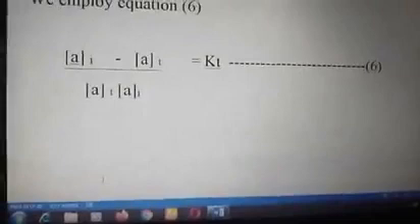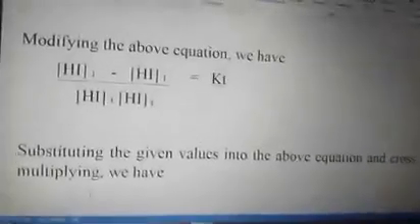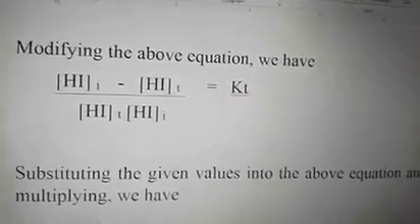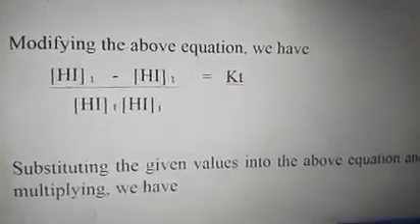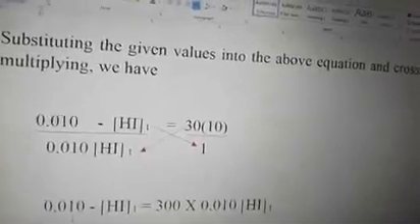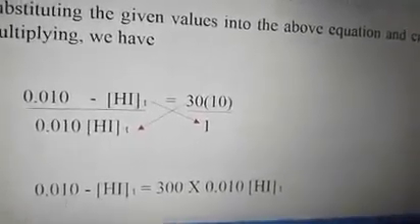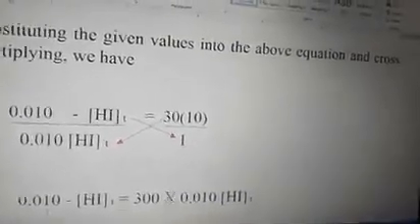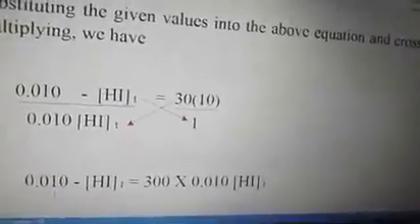So we employ equation 6: A_I minus A_T all over A_T times A_I equal to KT. All I have to do is replace A with the substance, which is HI, and modify it. Now we have HI initial minus HI at time T all over HI at time T times HI initial equal to KT. Then substitute the given values into the above expression. So 0.01 minus HI_T, we're looking for HI_T, the concentration at time T, all over 0.01 times HI_T equal to 30, the rate constant, times the time, which is 10 minutes.